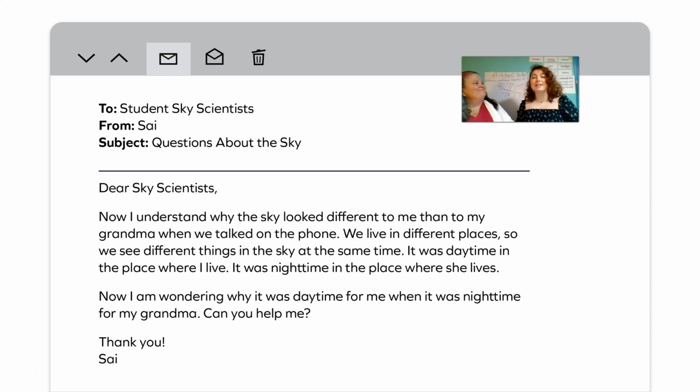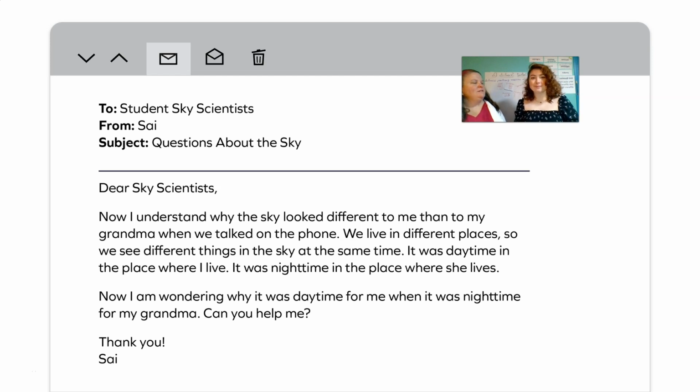Dear Sky Scientists, now I understand why the sky looked different to me than my grandma when we talked on the phone. We live in different places, so we see different things in the sky at the same time. It was daytime in the place where I live, it was nighttime in the place where she lives. Now I'm wondering why it was daytime for me when it was nighttime for my grandma. Can you help me? Thank you, Cy.